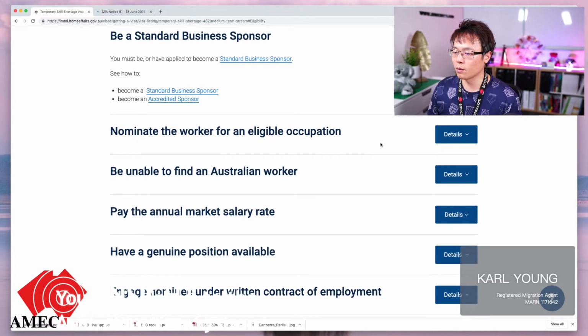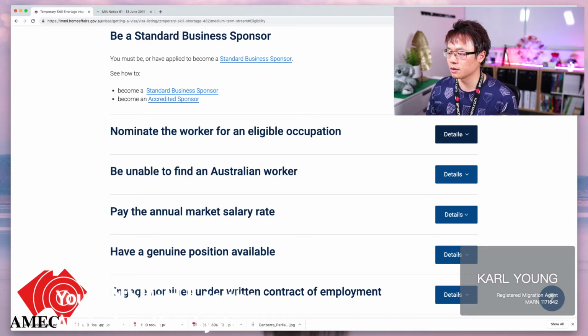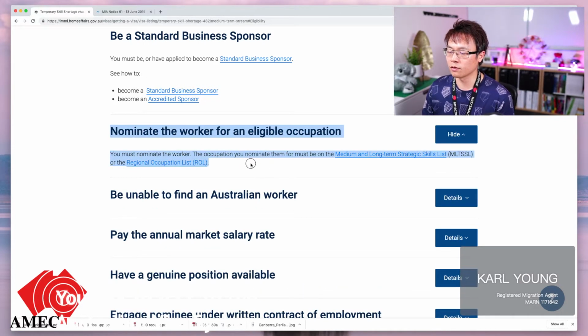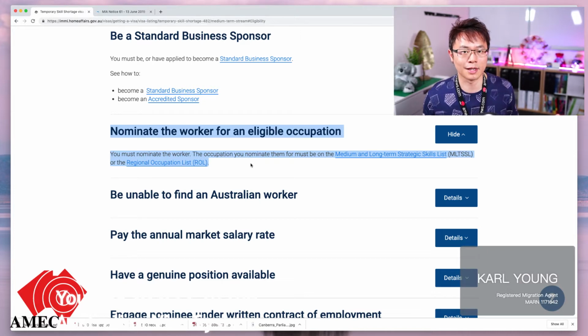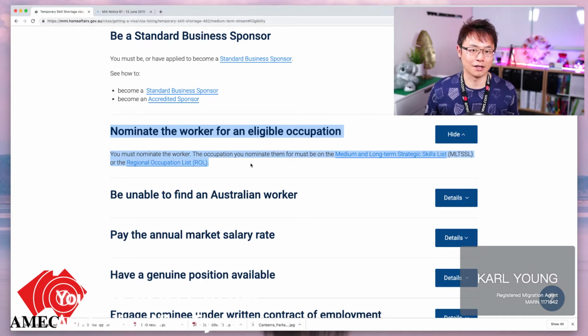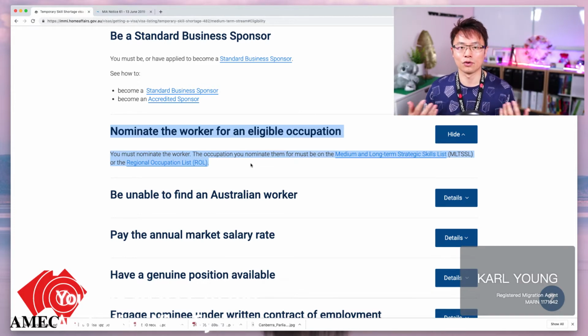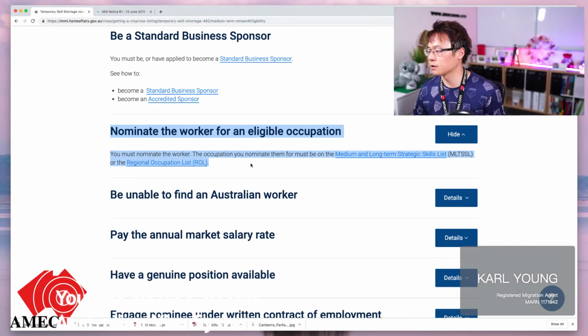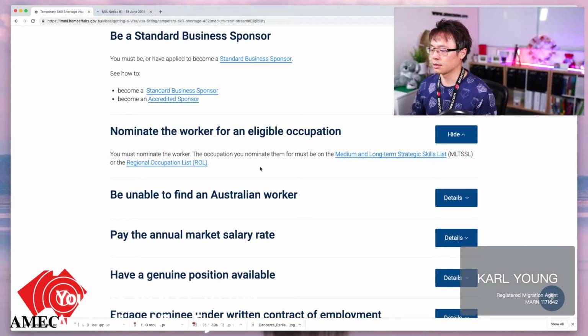Next, nominate the worker for an eligible occupation. I won't go into these details. Obviously, if you're a restaurant or cafe, you can only nominate a cafe or restaurant manager and a chef. Obviously, you can't nominate accountants, and if you're an accountancy, you cannot nominate a chef. Okay, so it's pretty common sense here.